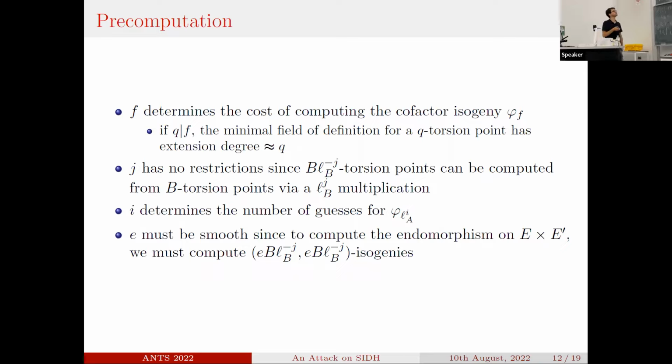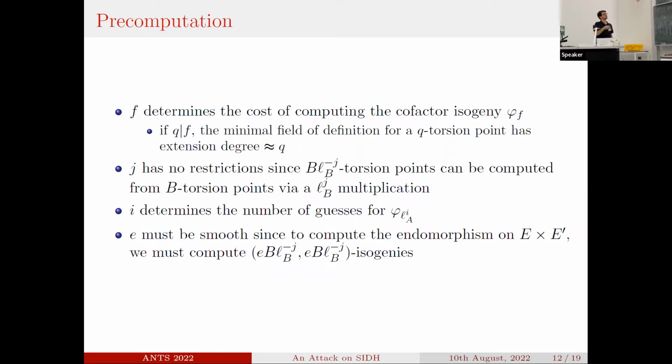So the problem is that when we try to compute phi F, we actually need to move to a big extension of F_p squared. This slows down our attack a little bit, and that's the reason why we need to be really careful on the choice of F. As regards J, we have no restrictions on J, because once we have the P torsion group to obtain the B times LB to the minus J torsion points, we can just multiply the B torsion points by LB to the power of J.